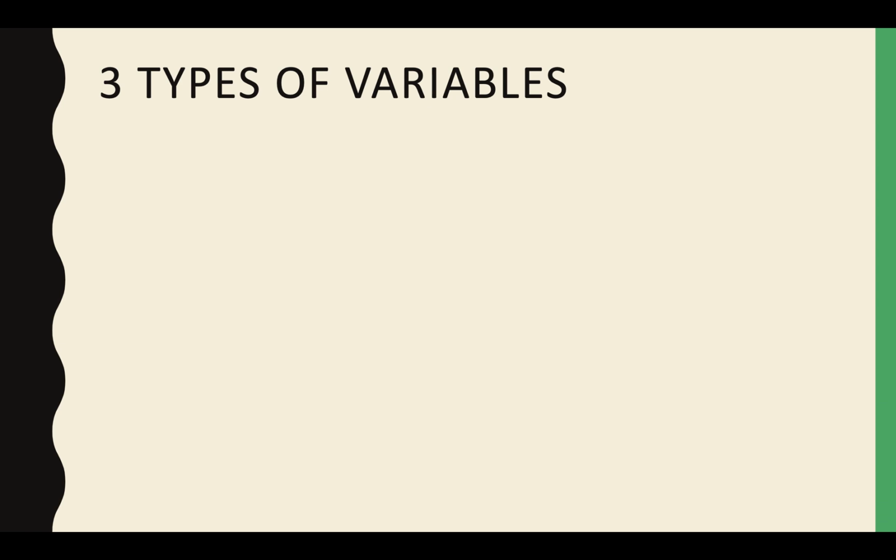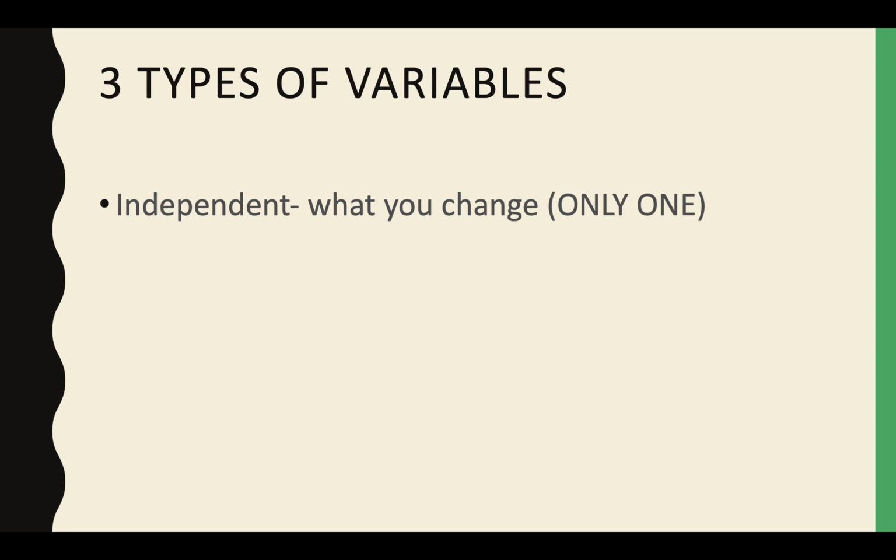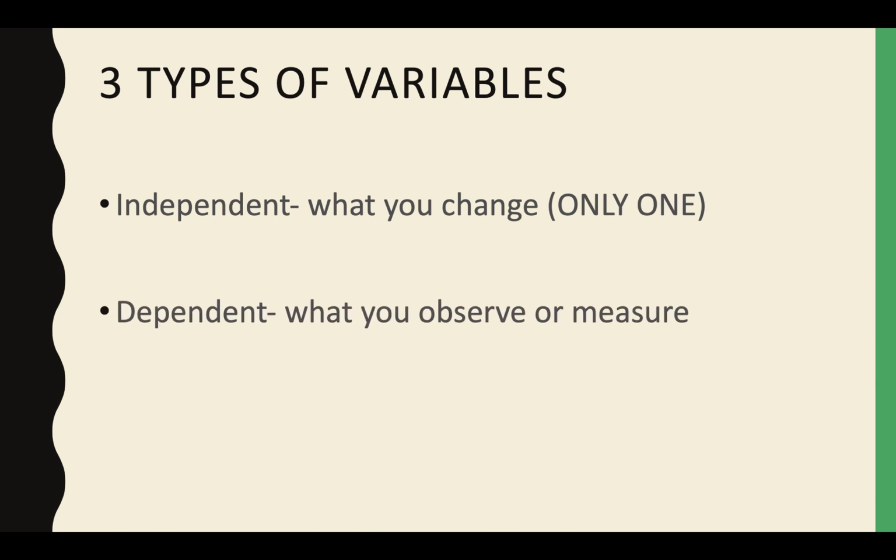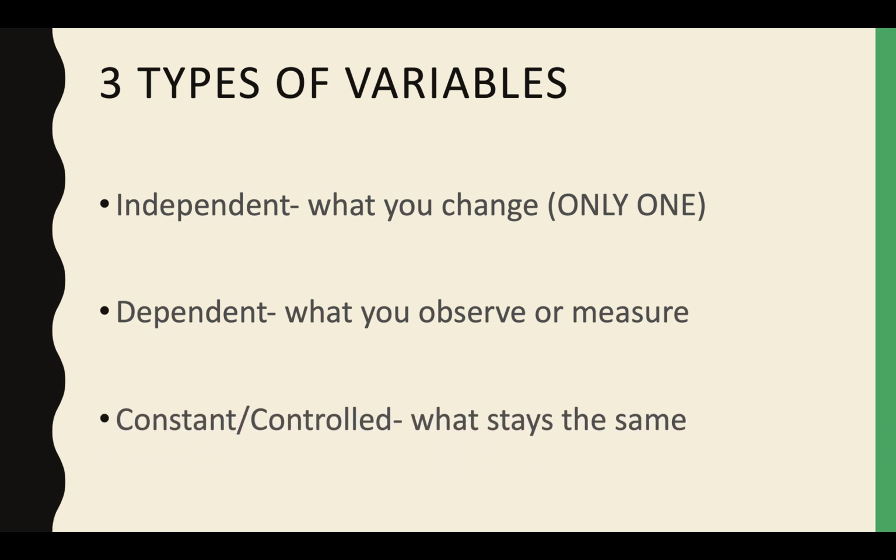These variables will have names of their own. Let's discuss them. The first is an independent variable. This is what you change. Remember, there can only be one independent variable. Second is our dependent variable. This is dependent on the independent variable, so it is what you observe or measure. And thirdly, we have a constant or controlled variable. This is what you control, so it'll usually stay the same.